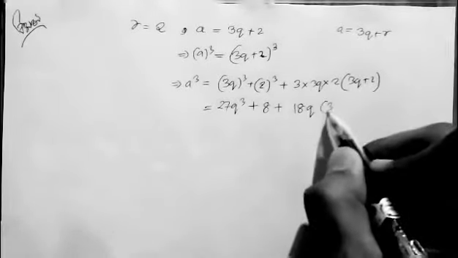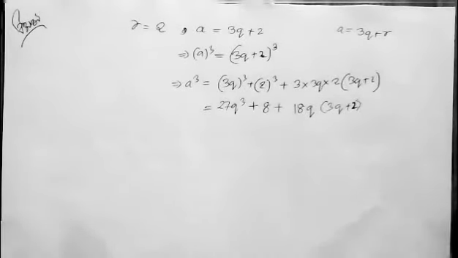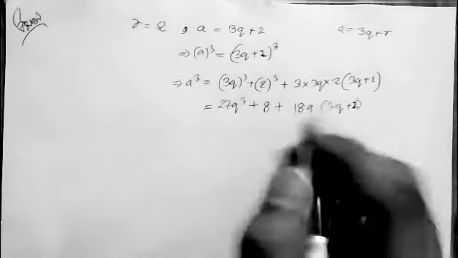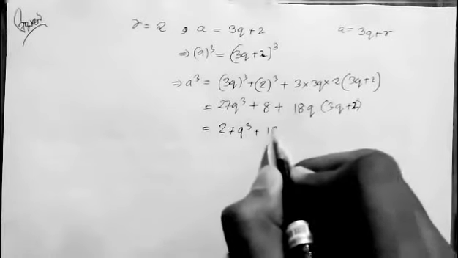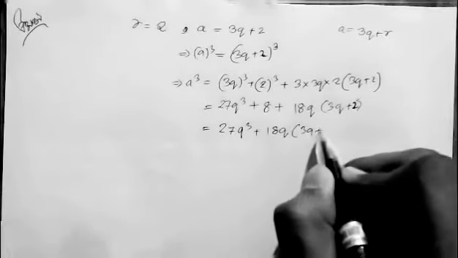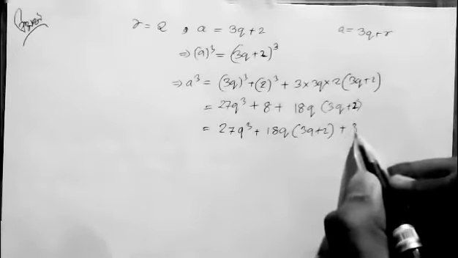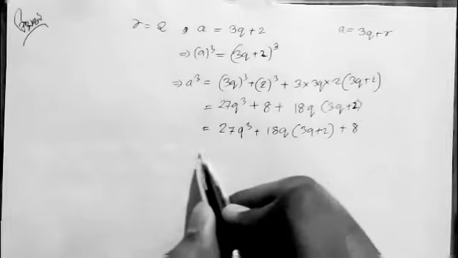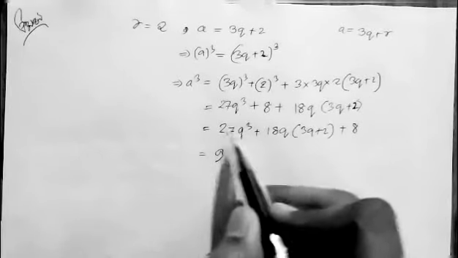18q cube, it is 3q cube plus 2, it is 2. Okay, so for further simplification, we will bring this term in the middle. So 27q cube plus 18q square times (3q plus 2) plus, and we are left with this term, plus 8. So from here you can take 9 common.